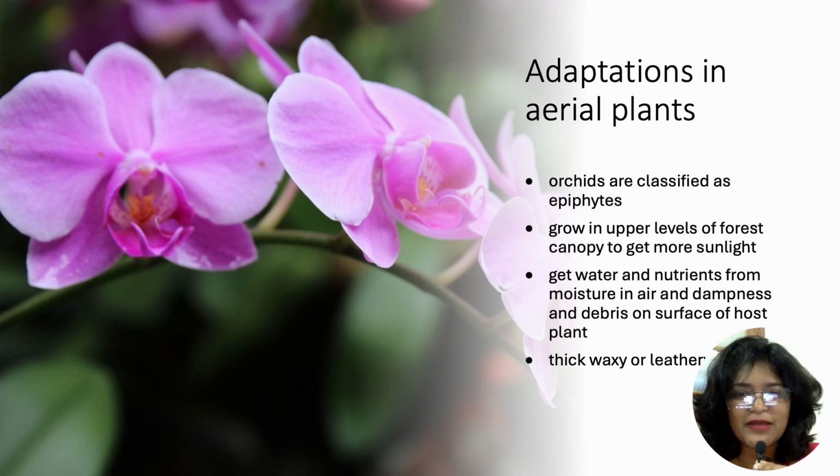Adaptation in aerial plants. Orchids are classified as epiphytes. They grow in the upper levels of the forest canopy to get more sunlight, obviously on top of trees. They get water and nutrients from the atmosphere, the moisture in the air, and the dampness and the debris on the surface of the plant on which they are. Their leaves are thick, waxy, or leathery.